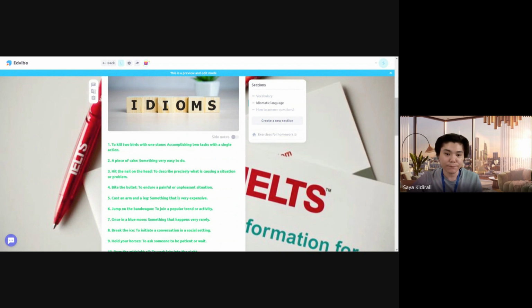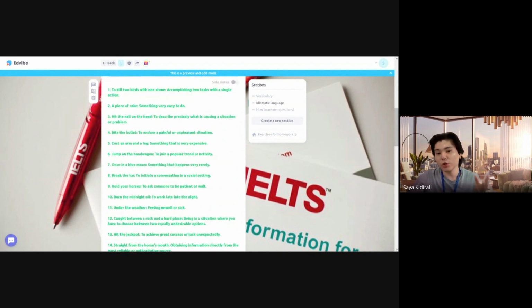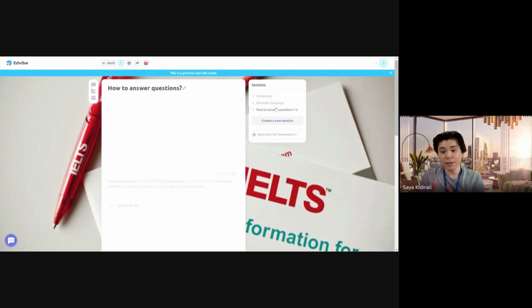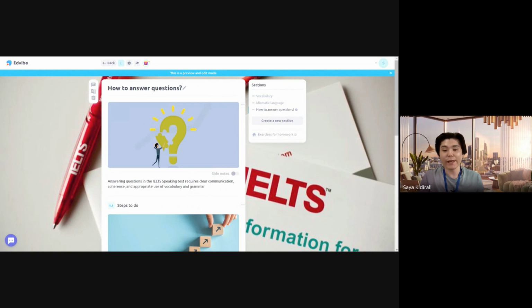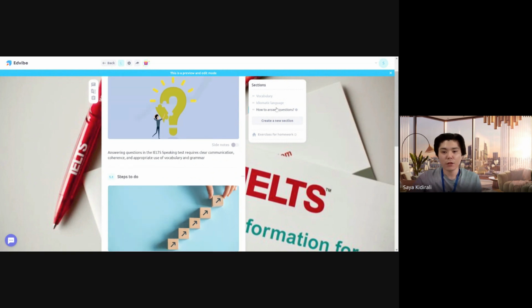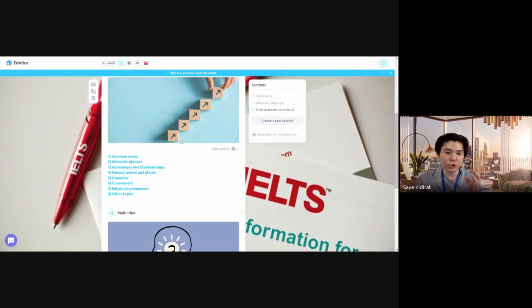So this is just vocabulary. You just need to learn it, okay? But let's talk about the main part, the main idea of this lesson. It's how to answer the questions: what kind of information you need to include in your answers. You need to understand the more common words that you can use, the idiomatic phrases. When the question is asked, you need to think, can I use an idiomatic phrase here? Can I use an idiom there?